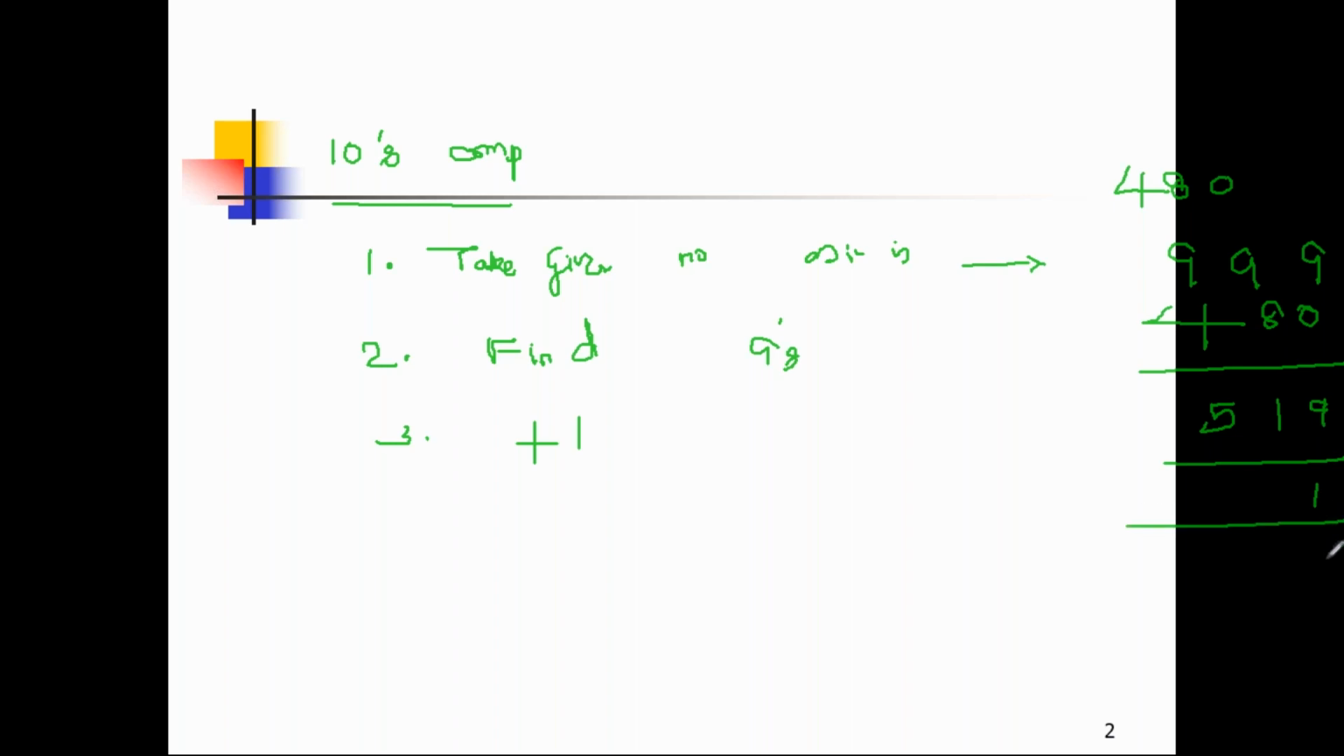So 9 plus 1, 10. That 1 comes to here. 1 plus 1, 2, plus 5, 520. This is the ten's complement for the given number 480.